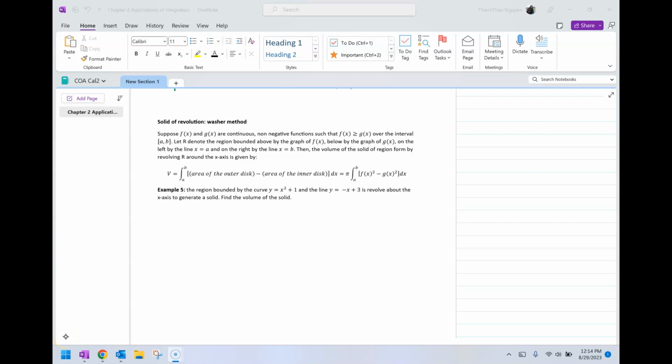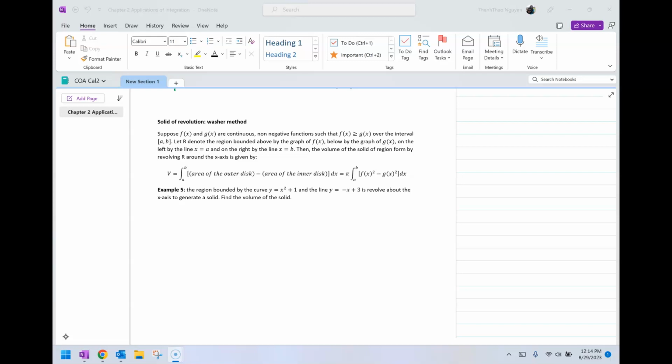Solid revolution and the Washer method. Suppose f of x and g of x are continuous functions, and that f of x is greater than g of x over the interval [a, b]. Let R be the region bounded above by the graph of f of x and below by the graph of g of x, on the left by the line x equal a and on the right by the line x equal b.